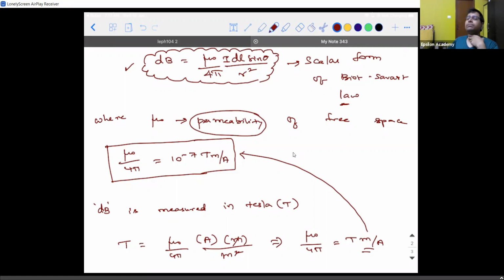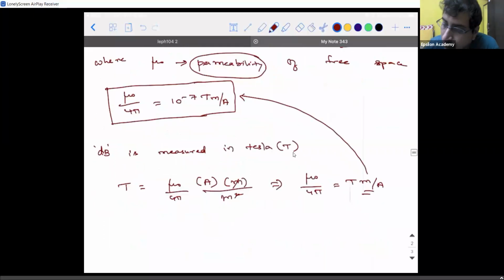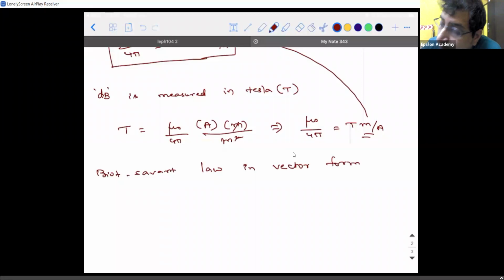Here? Yes, sir. Okay. Now, the next topic is going to be Biot-Savart law in vector form. So how we are going to write the same thing in the vector form is what we are going to see.